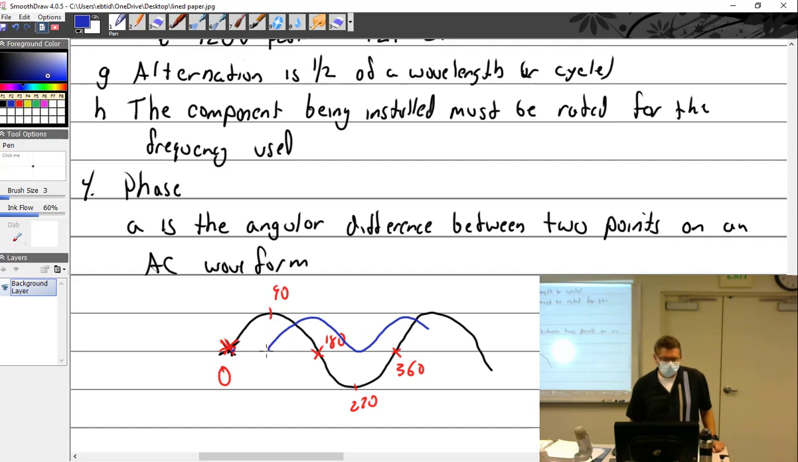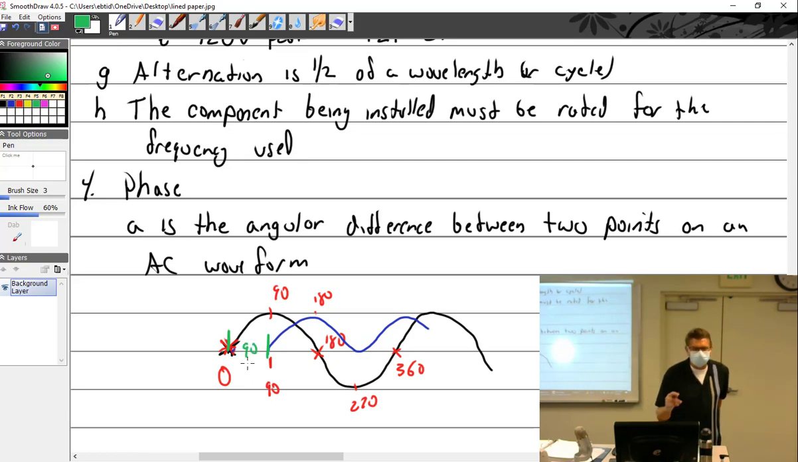Where it's starting out right here, we're starting out at 90 and it's peaking at 180. So when I say the angular difference between 2 points on an AC waveform, I'm talking about between here and here. What is the angular difference between those 2 points? 90 degrees. So I would say this circuit is out of phase by 90 degrees. And that's a bad thing. It's an inefficient circuit. I'll show you that later. Right now you're just working on the angular difference between 2 points on an AC waveform.